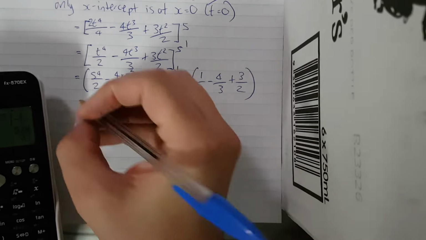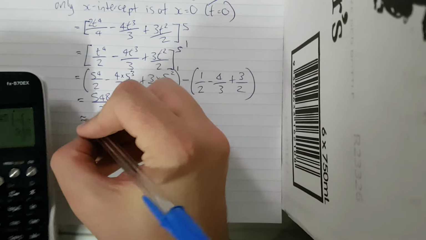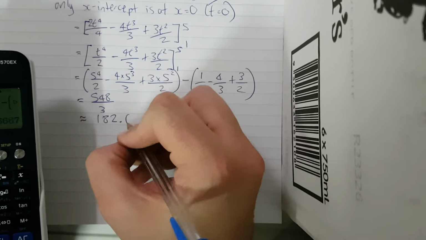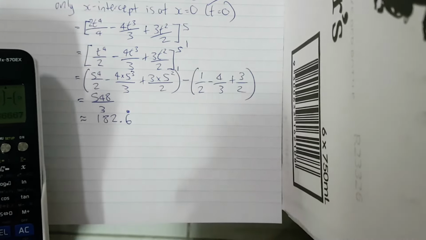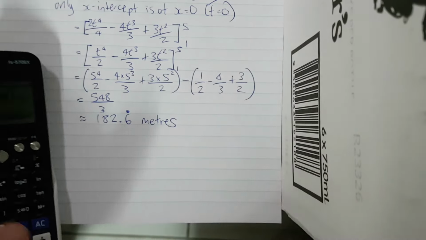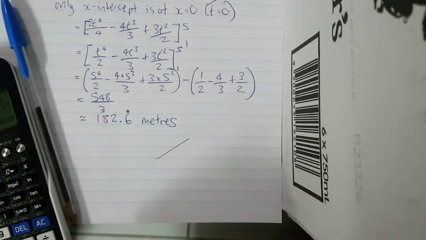It's giving me 548 over 3, which is precisely 182.6 recurring. And that, of course, will need to be in metres. There we go. That's how far it travelled between time is 1 and time is 5. You could put that as a sentence.